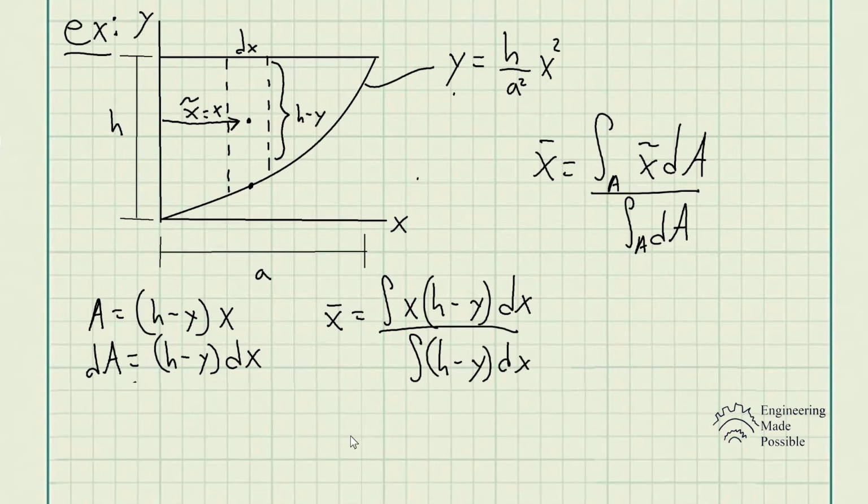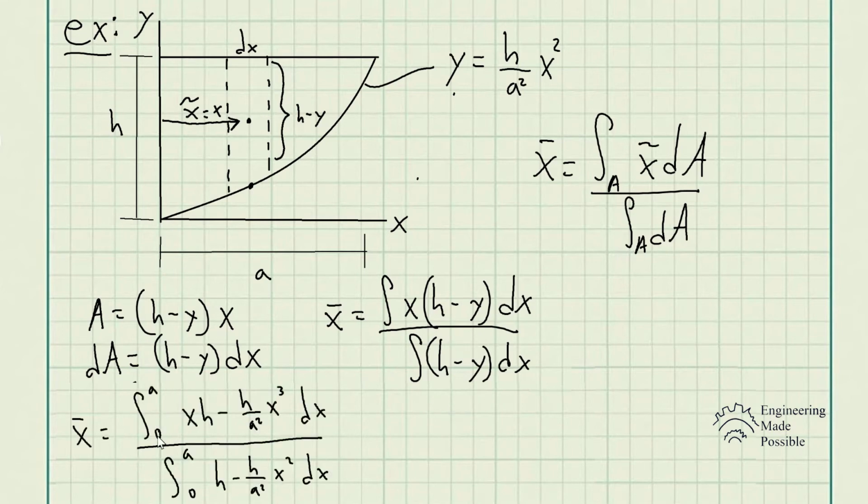So now let's go ahead and plug in for y and simplify the integrals here. So we have the integral from 0 to a, and after distributing the x and plugging in for y, we have x times h, take away h divided by a squared times x cubed dx, and the denominator here is the integral from 0 to a, h take away h divided by a squared times x squared dx.